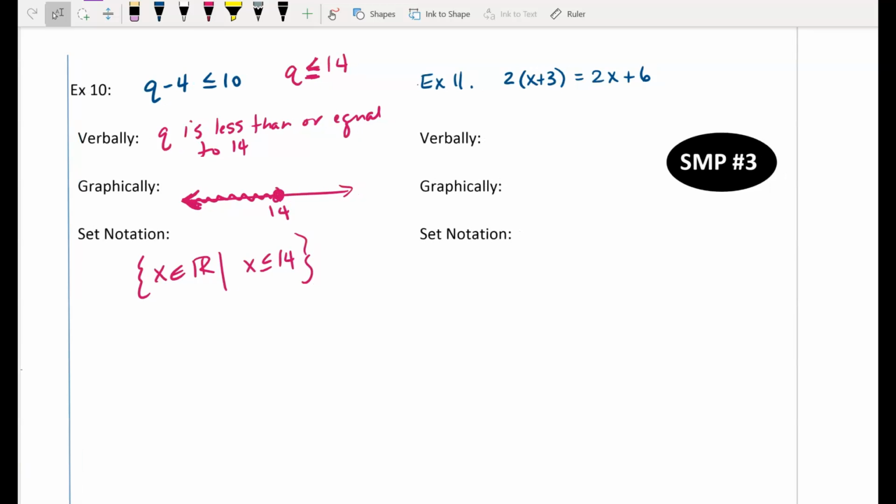If you take a look at this last equation, I hope you recognize this distributive property right here, that 2 times x plus 3 is 2x plus 6 by distributive property. Since that property is always true, then all real numbers are a solution. Any number will work. Graphically, we want to shade the entire number line, and for set notation, we can write this double back R, which represents all real numbers.